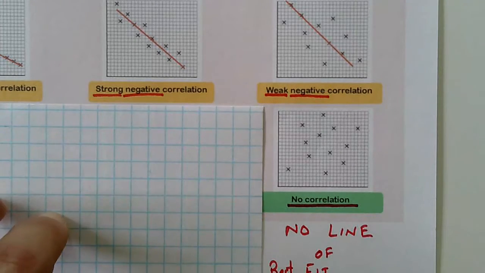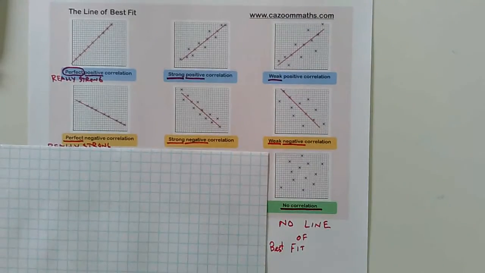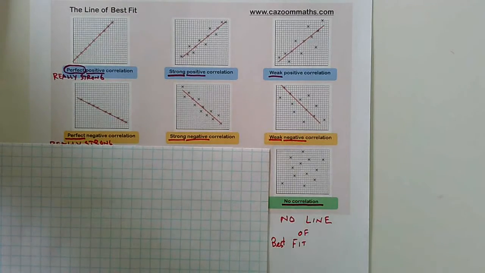So that is how we would identify correlations and the difference between perfect, which is through every single point, and if it's not through every single point, if it was missing one point, it would not be perfect. Strong and then weak. And then the example of no correlation. And that is lines of best fit and identifying correlation.